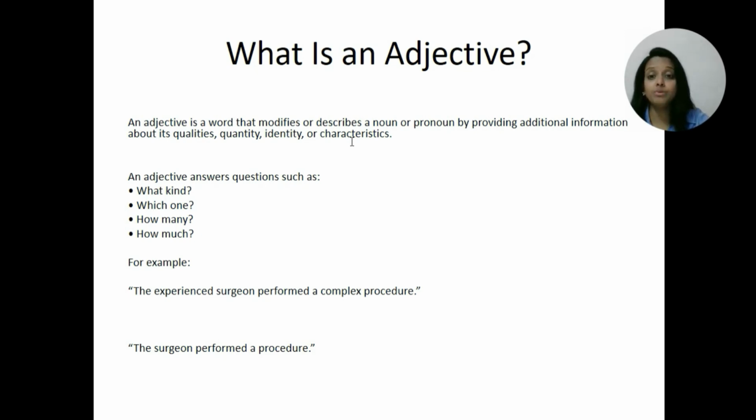So today we will explore adjectives in depth. By the end of this lesson, you will understand what adjectives are, why they are important, the different types, the function, and how to use them effectively in real life communication.